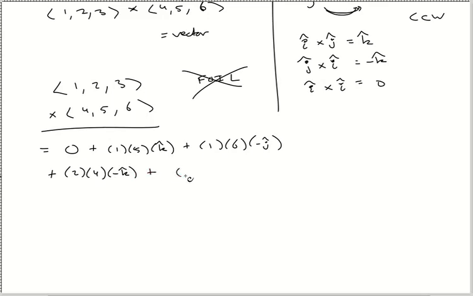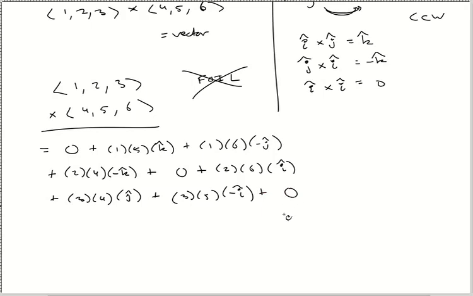I'll show you some patterns here in a second. Always a 0 in the middle. And then you've got a 2 times the 6, and that's j cross k, which is a positive i. Okay, all these are components. 3 times the 4, and that's going to be a positive j this time. And then I got 3 times the 5, and that's going to be a negative i. And then I got a 0. So notice zeros in the diagonal, okay?